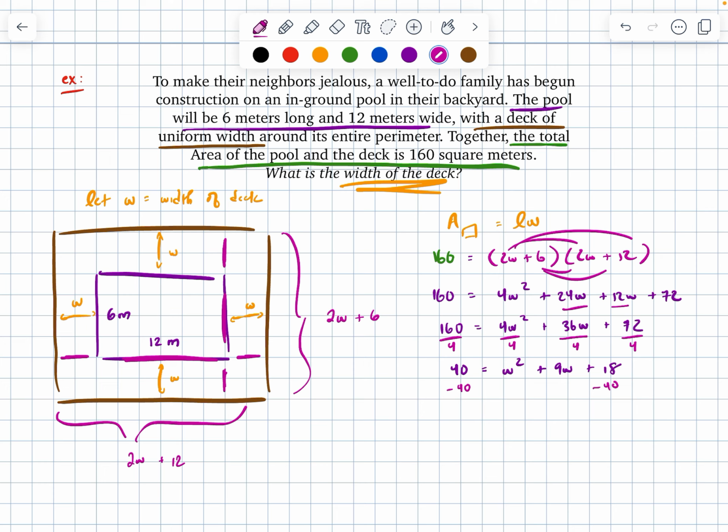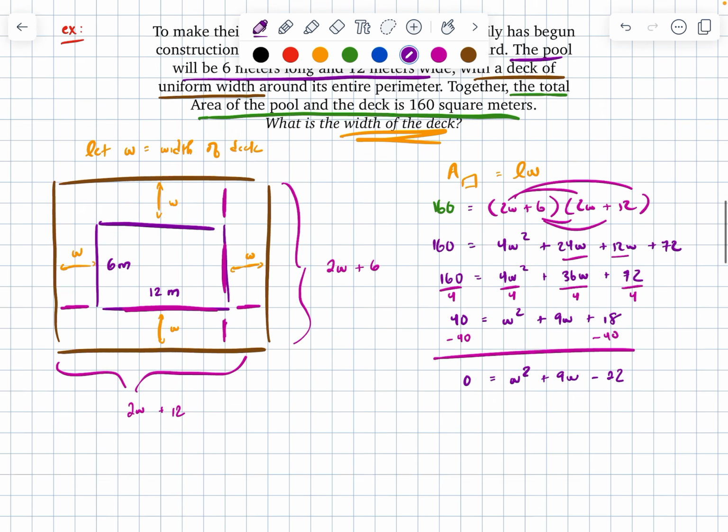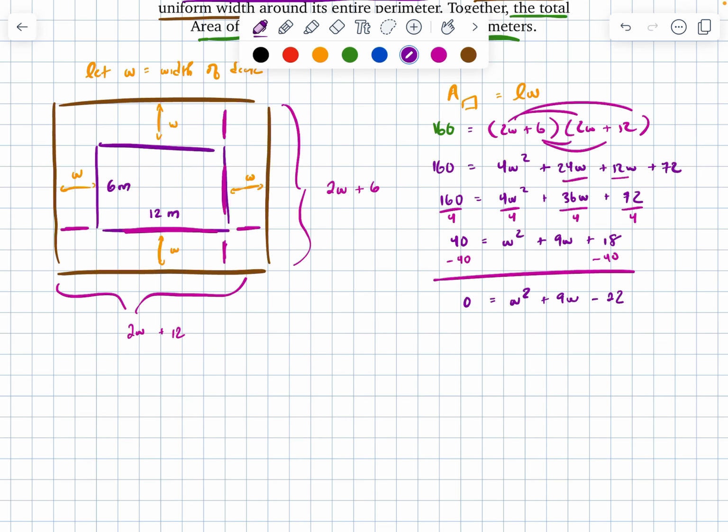From here, just like before, I've got some nice, easier, smaller, friendlier numbers to work with. I've just got to get a 0 on one side so I can use the 0 property. So I can show that 0 is equal to W squared plus 9W plus 18 minus 40 is negative 22. From here, all I got to do now is factor my polynomial. Well, once again, look at that. This guy is a quadratic trinomial with a leading coefficient of 1.